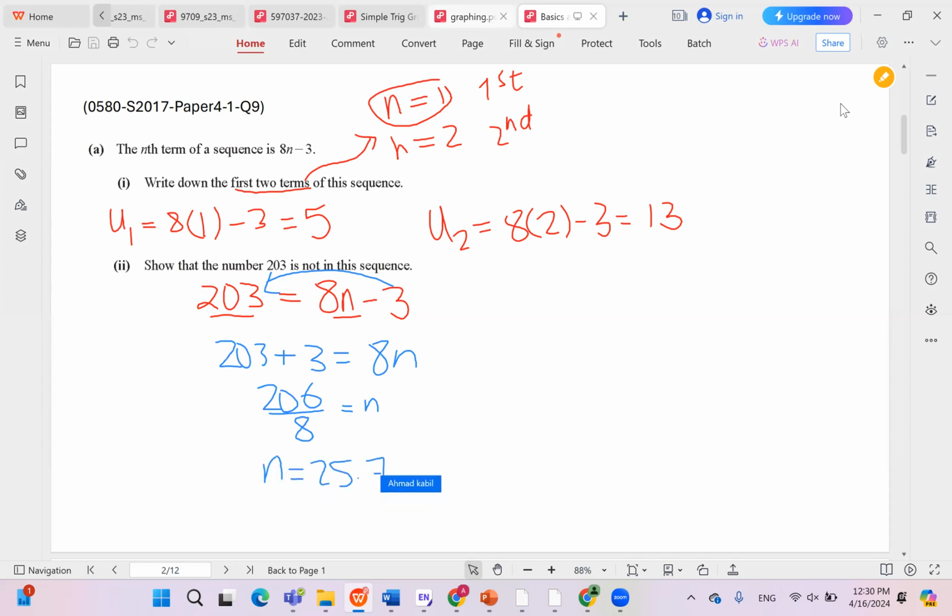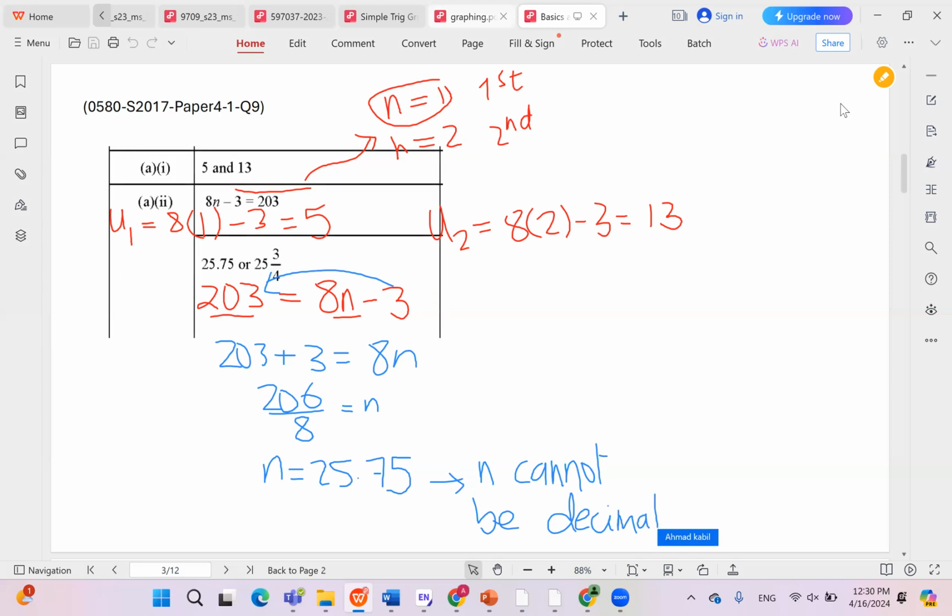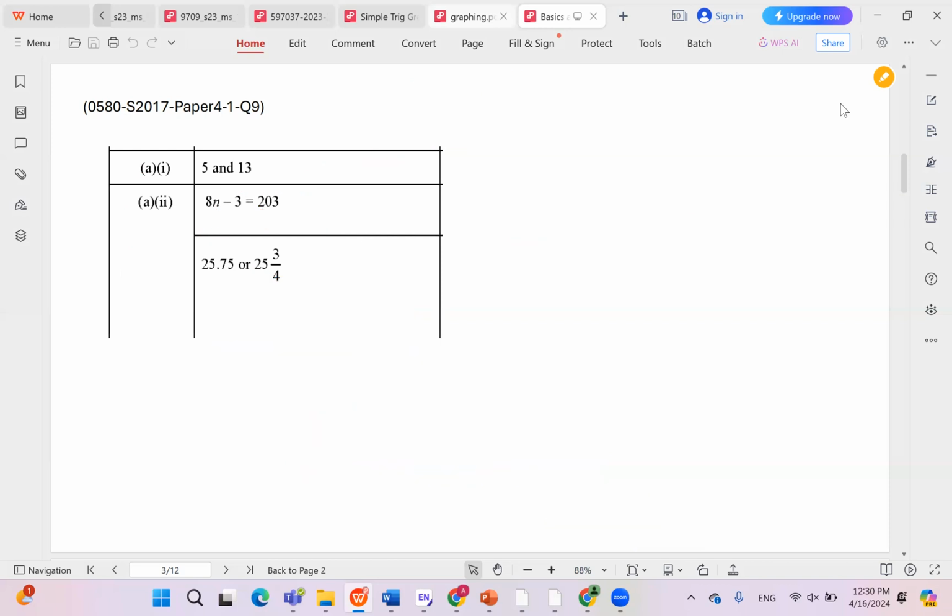And this tells us that this term does not belong to the sequence because n cannot be a decimal. It has to be a counting number. So 5 and 13 are correct. And in part two, we show that n is equal to 25.75, and this is not possible for the index of a sequence. The index of the term cannot be 25.75. It has to be either 25 or 26.